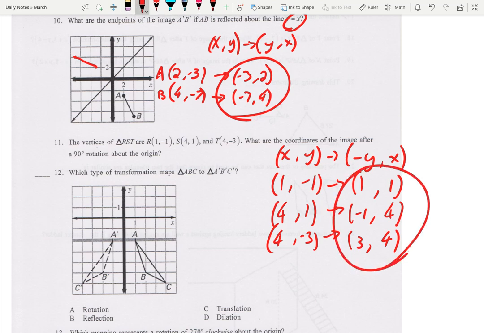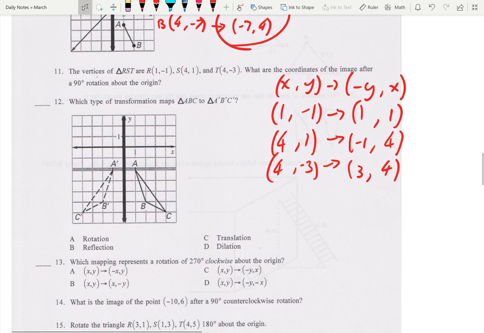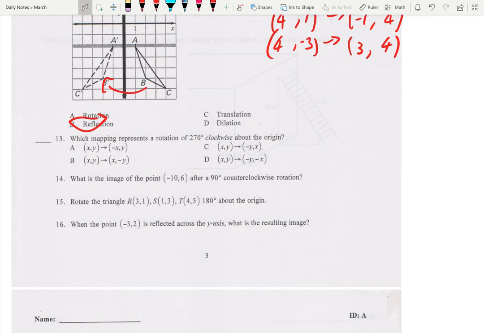So remember, those are the answers. So now number 12, what type of transformation do you see? Well, it looks like a mirror image. Looks like this was being reflected across the line, so I would say reflection. Simple as that. Number 13, which mapping represents a rotation 270 degrees clockwise about the origin?